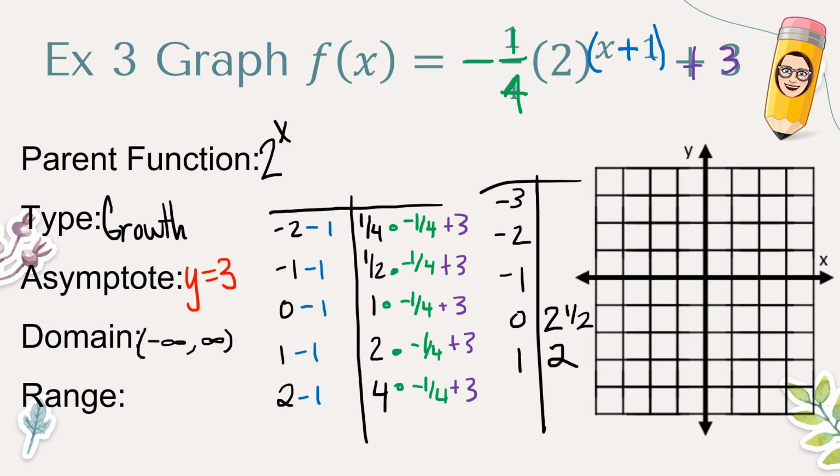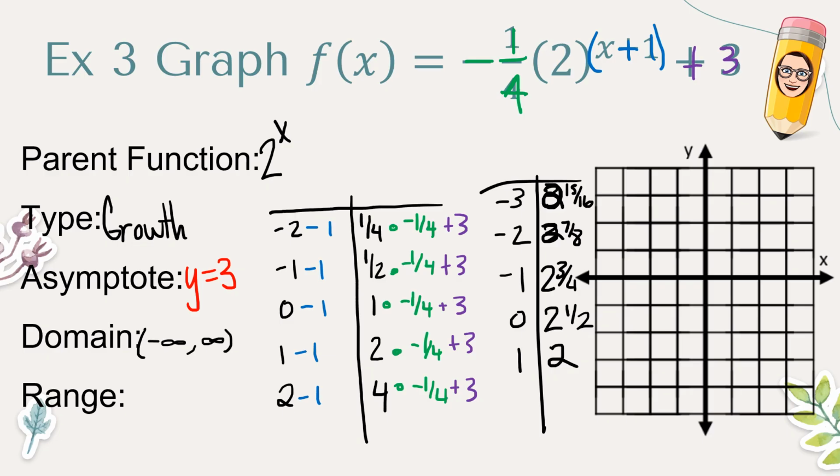Times 1 is itself, so negative fourth plus 3. So if I take 3 and I subtract a fourth, I've got 2 and 3/4. Let's see. Half of a negative fourth is a negative eighth. That would be 2 and 7/8. And it's meeting my pattern, right? I'm also using my pattern to help me here. A fourth times a fourth is a 16th, a negative 16th. So 3 subtract a 16th would be 2 and 15/16.